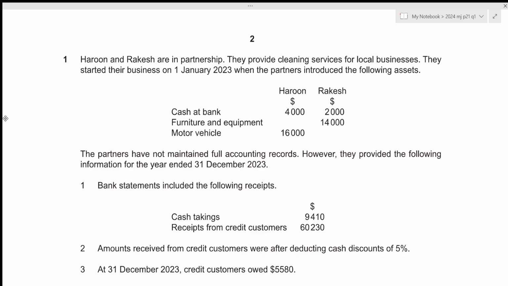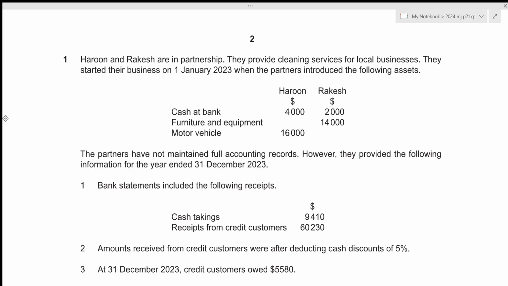And in this video, we'll be going over A-Level Accounting 2024 May-June Paper 2-1 question number 1. This is Paper 2 which consists of 4 questions. 2 of them will be of 30 marks and 2 of them will be of 15 marks. And the total time limit for this paper is 1 hour and 45 minutes.